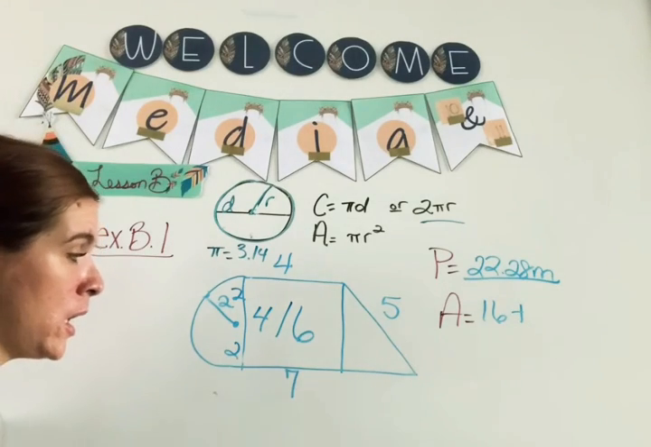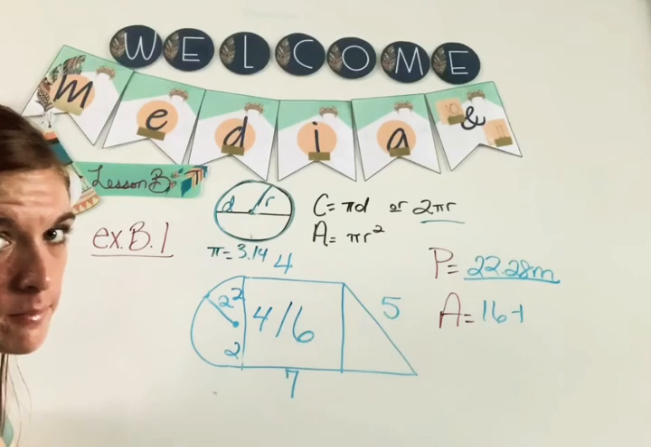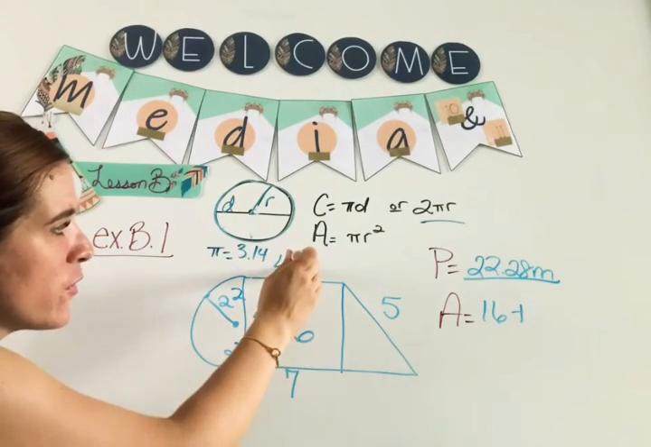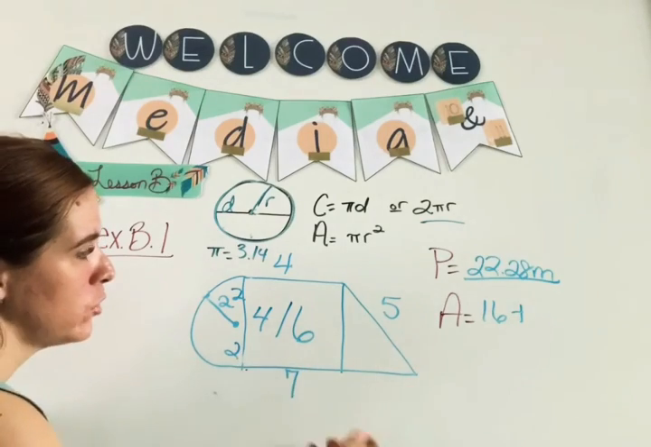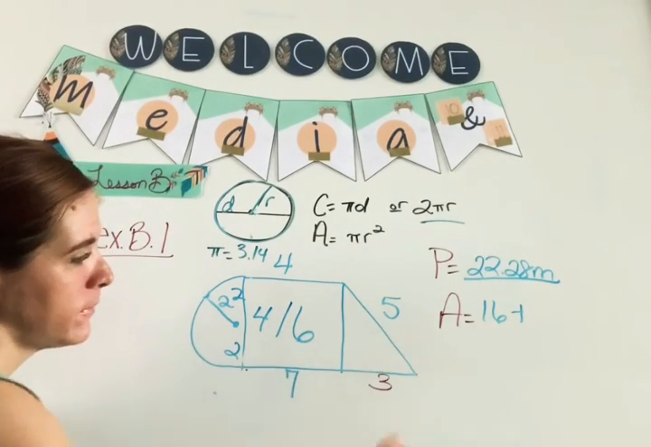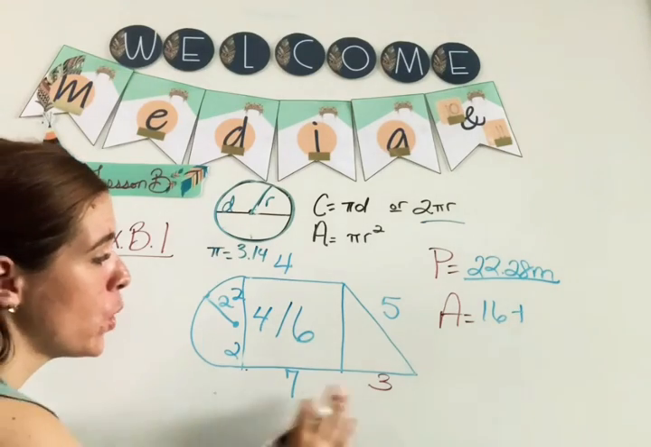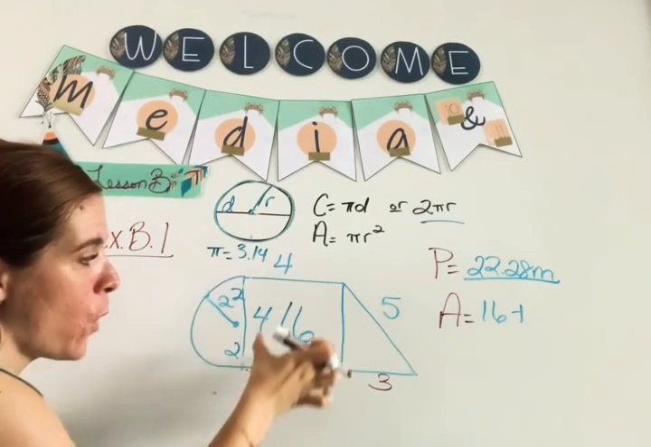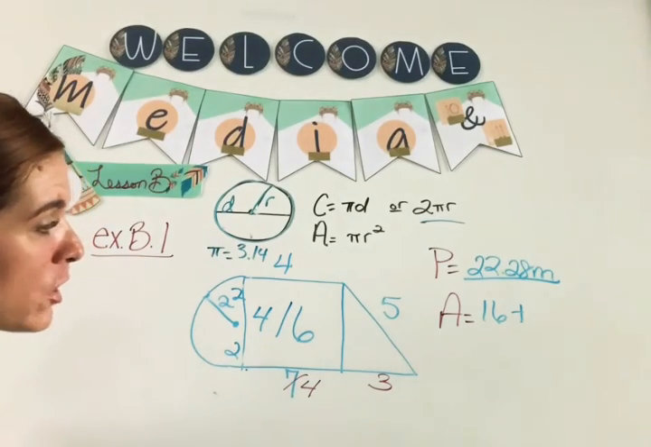Well, let's find the base. It doesn't tell us the base and it's not 7. Do not say that it's 7, okay? But we know that this is 4 up here and then this whole thing is 7. So do 7 minus 4, that's gonna give you 3. Because the whole thing is 7, this must be 4 right here, and then 4 plus 3 is 7, so all together it's 7. So that's why that's 3.